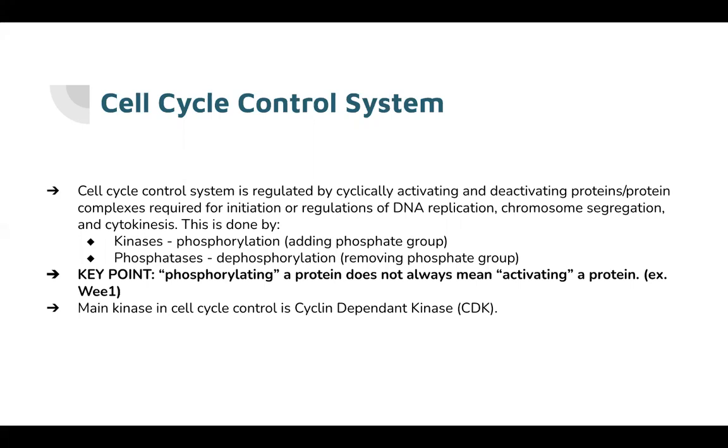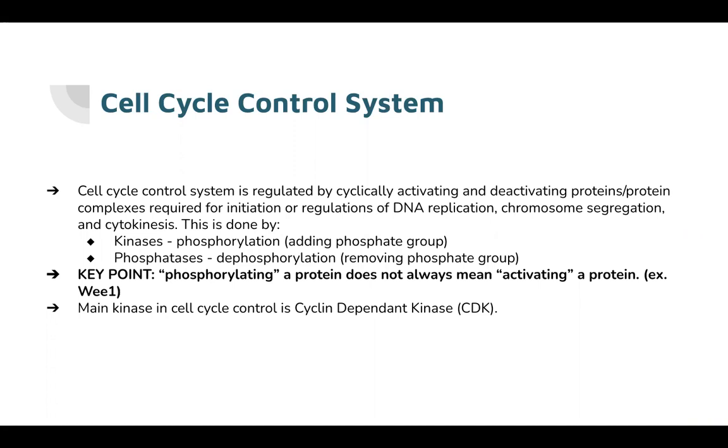So this is done by what we call kinases and phosphatases, right? We learned about kinases earlier in the semester. They phosphorylate proteins. So they take a phosphate group and add it onto an R group of a specific amino acid, right? And we also have phosphatases, right? They dephosphorylate proteins. They actually remove that phosphate group.